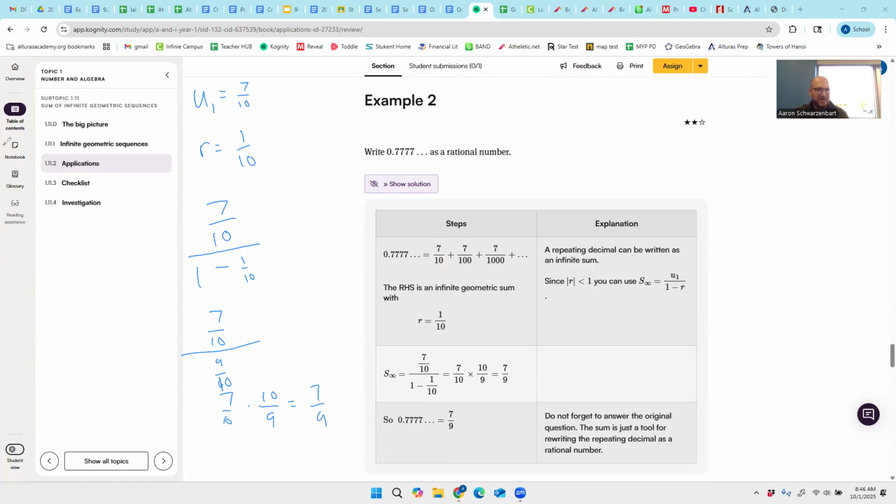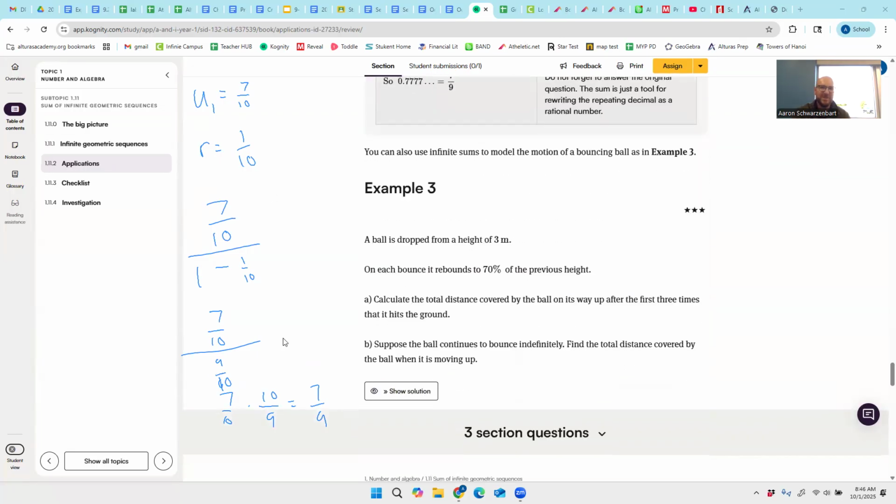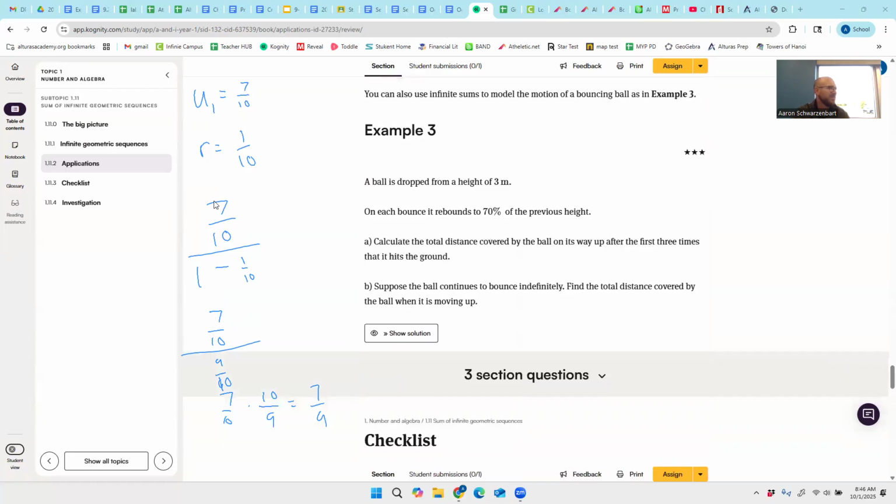Start a formula. What is 0.9 repeating equal to? 1. It is 1. It's 9/9, right? Which is 1. So you can use these to show bouncing ball patterns.